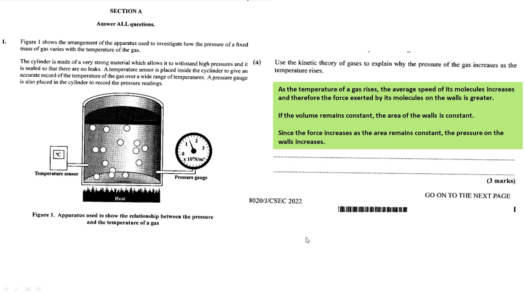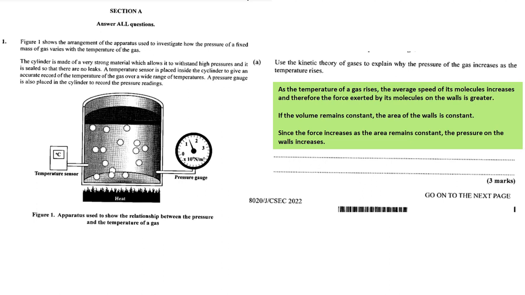So let's go. Here we have figure 1, which shows the arrangement of the apparatus used to investigate how the pressure of a fixed mass of gas varies with the temperature of the gas. The cylinder is made of a very strong material which allows it to withstand high pressures, and it is sealed so that there are no leaks. A temperature sensor is placed inside the cylinder to give an accurate record of the temperature of the gas over a wide range of temperatures. A pressure gauge is also placed in the cylinder to record the pressure readings.